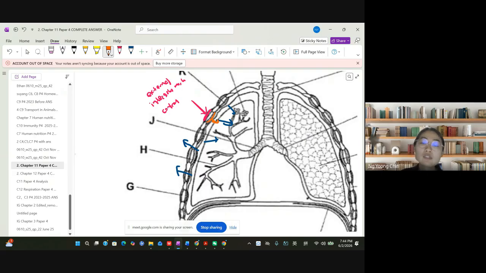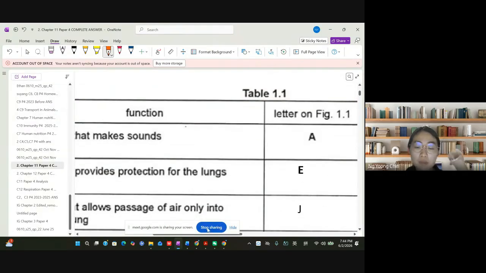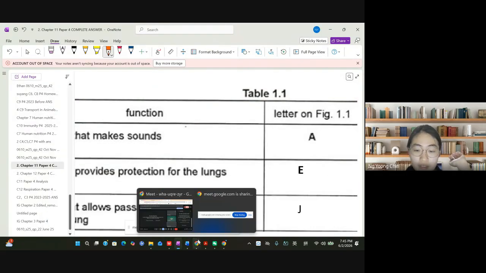So just remember that when the external intercostal muscle contracts and your rib cage is moving upwards and outwards, that's the time that your internal intercostal muscle relaxes. And once your internal intercostal muscle contracts, that's the time that your external intercostal muscle relaxes. This kind of question will come up in paper 2 also.